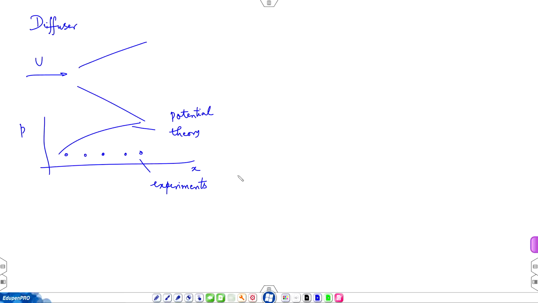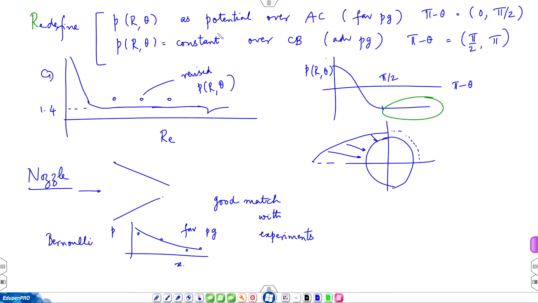So the general observation that we summarized in this slide: if it is favorable pressure gradient, pressure variation at high Reynolds number will be potential. If it is adverse pressure gradient, it will turn out to be nearly constant, okay, like this part. It will turn out to be nearly constant. That increase in pressure in the flow direction will not be realized in an experiment.